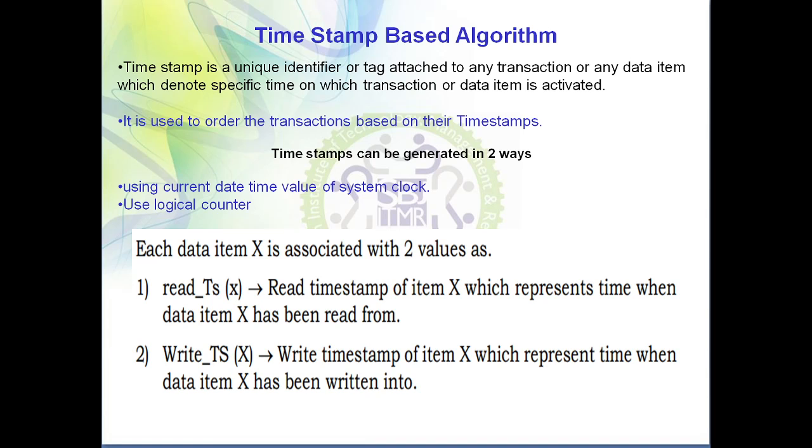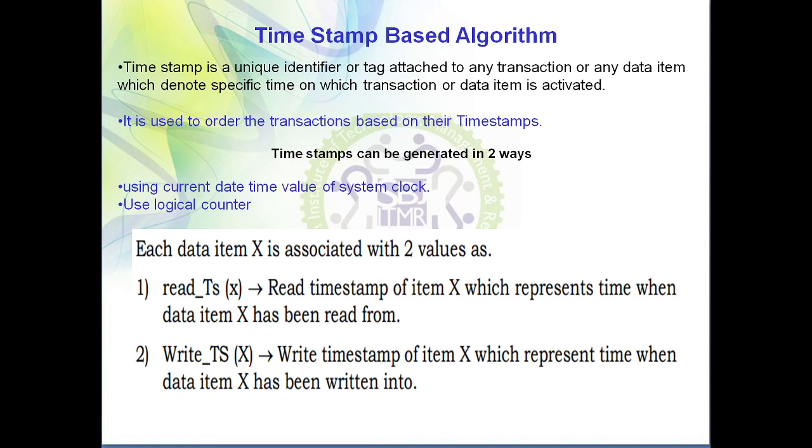Either you can use numbers like 1, 2, 3, 4, or you can assign a time, like 11 AM, 11:30 AM, 12 PM, 12:30 PM, likewise. So you can decide your own timestamp. Now in a timestamp based algorithm, each data item X is associated with two values.